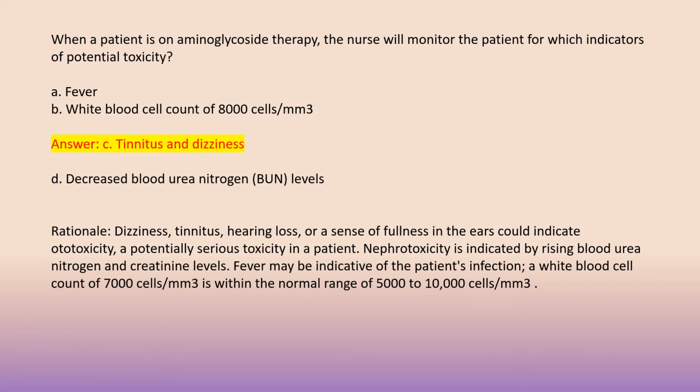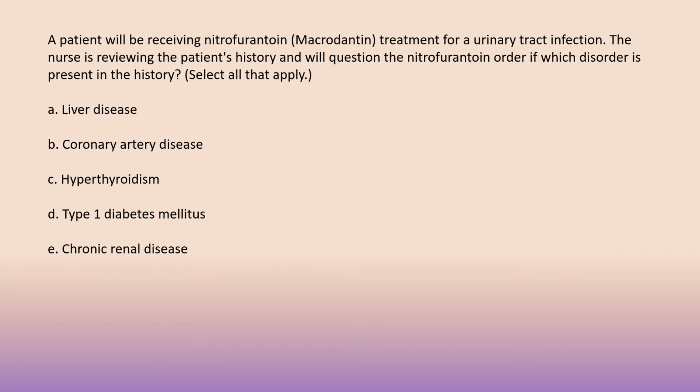A patient will be receiving Nitrofurantoin, Macrodantin, treatment for a urinary tract infection. The nurse is reviewing the patient's history and will question the Nitrofurantoin order if which disorder is present in the history. Select all that apply. A. Liver disease. B. Coronary artery disease. C. Hyperthyroidism. D. Type 1 diabetes mellitus. E. Chronic renal disease.